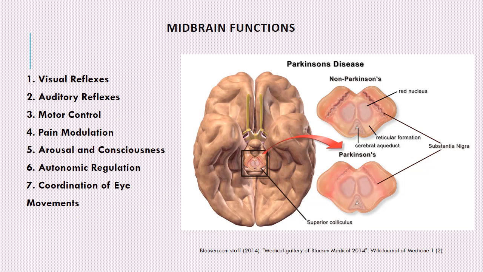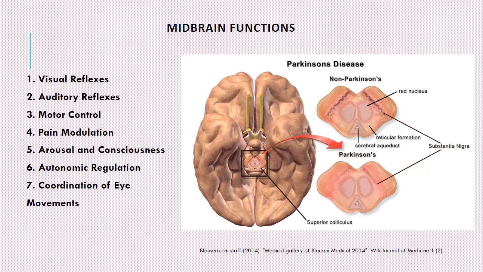Functions of the midbrain. Number 1, visual reflexes. The superior colliculi coordinate reflexive responses to visual stimuli such as tracking moving objects or adjusting head position toward visual signals. Number 2, auditory reflexes. The inferior colliculi are involved in auditory processing and reflexes such as the startle response to loud sounds.